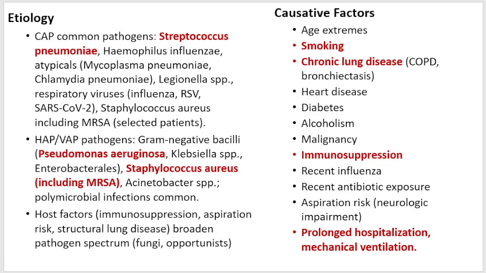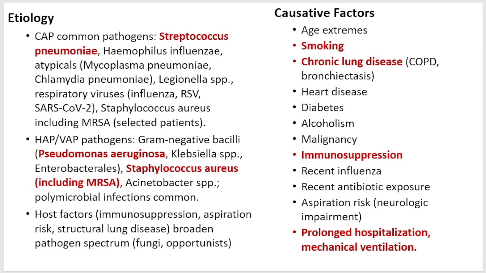In hospital-acquired pneumonia and ventilator-associated pneumonia, resistant gram-negatives like Pseudomonas, Klebsiella, Enterobacterales, Staph aureus MRSA, and Acinetobacter are involved, often polymicrobial due to the hospital environment. There are multiple types of pathogens present in the hospital environment. The most common pathogens are Pseudomonas and MRSA.